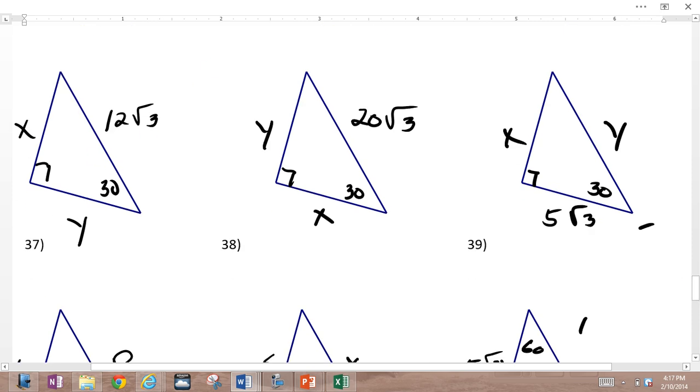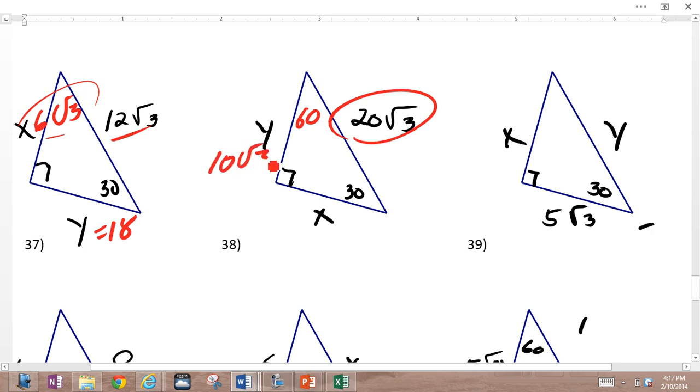This is a 30, 60, 90. Opposite to 30 is half of the hypotenuse, so that's half of that, which is 6 root 3. And the long side is the short side times root 3. So 6 root 3 times root 3 is equal to 18. All right, this is a 30, 60, 90. The hypotenuse is 20 root 3. The short side, which is over here, y, is half of that, so that's 10 root 3. The long side is the short side times root 3, so it's 10 root 3 times root 3, which is 10 times 3, or 30.